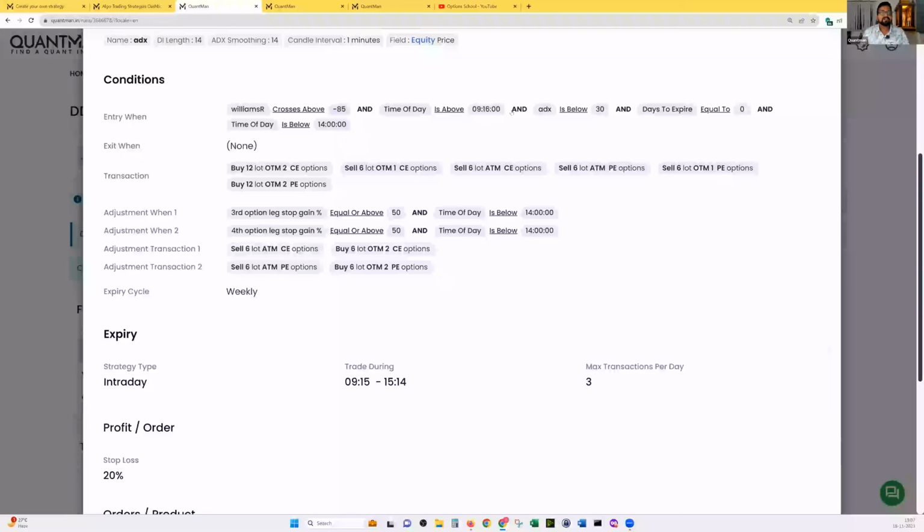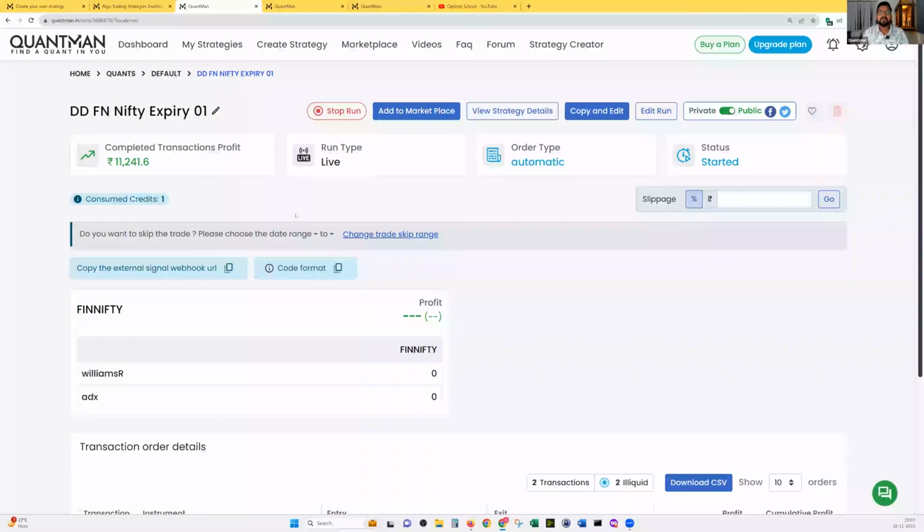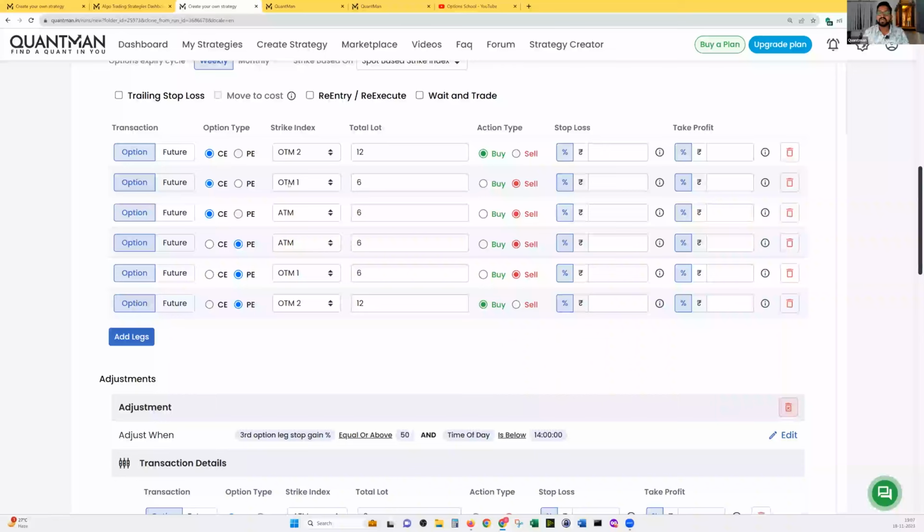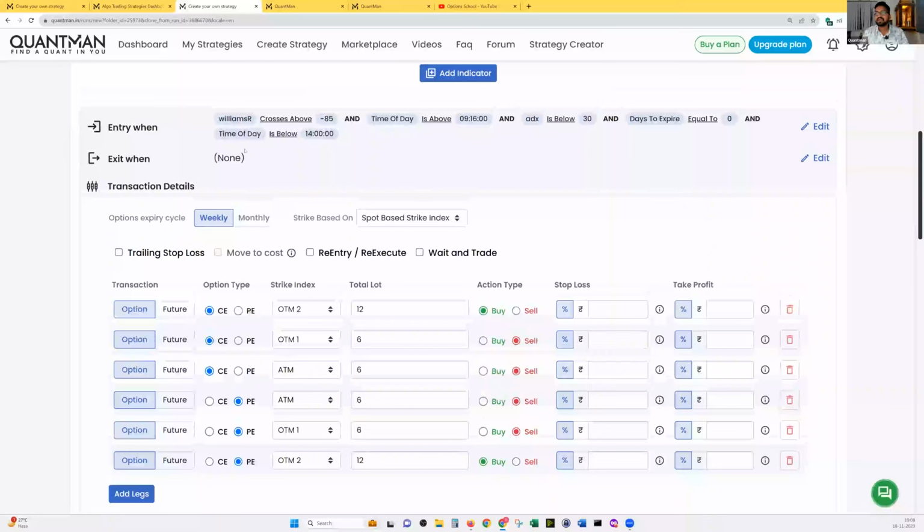See, I sold an ATM call option, I sold OTM 1, and I bought OTM 2. I sold 6 lots here and bought 12 lots here. Now you tell me whether this strategy has unlimited risk. No, never. I have not been using this strategy only recently; I have been using it for a very long time.